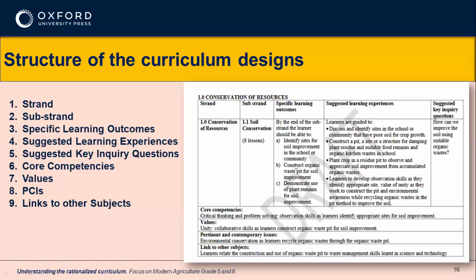The first one is cognitive knowledge. The second outcome focuses more on skill development, practical work. And the last one focuses on values instilled in these learners. Then after the specific learning outcomes, you'll be able to see some suggested learning experiences, SLEs. These suggested learning experiences are actually what used to be called learning activities in the old curriculum or the old syllabus. Like now they're talking about learners to discuss and identify sites in the school.